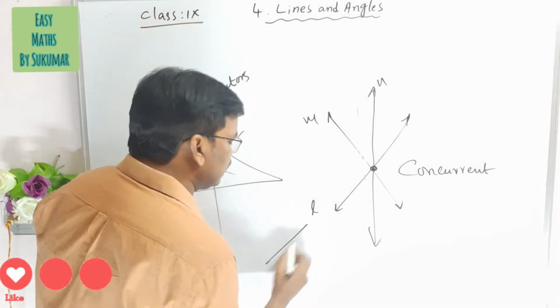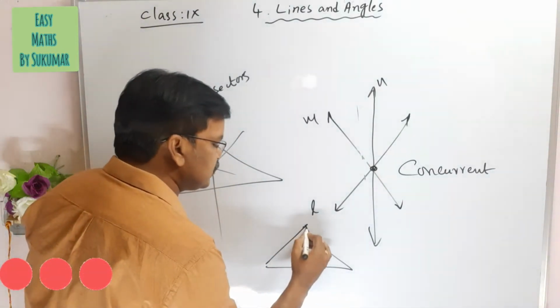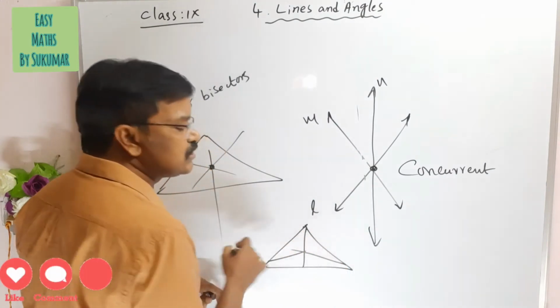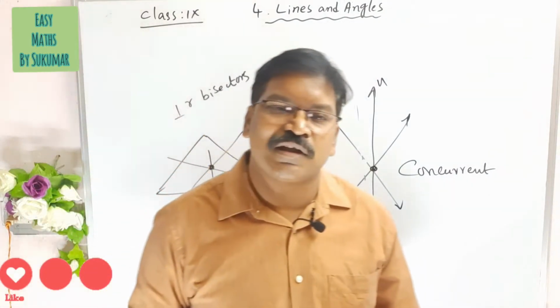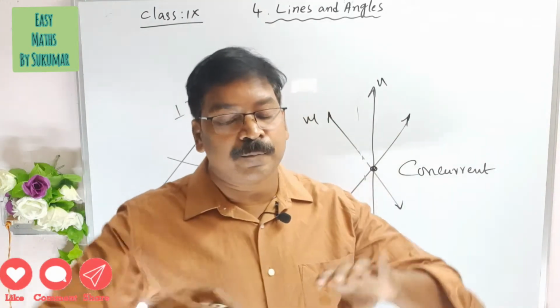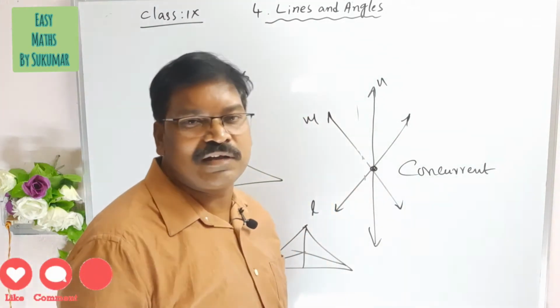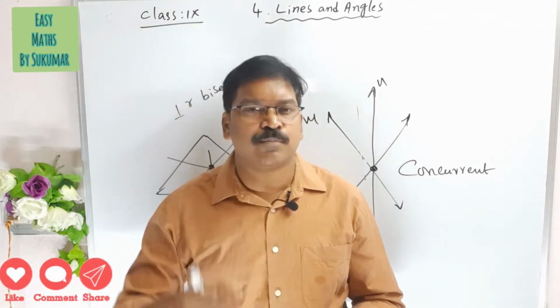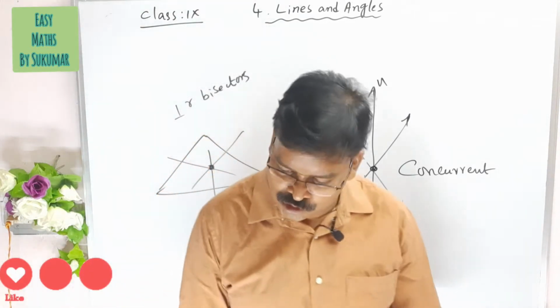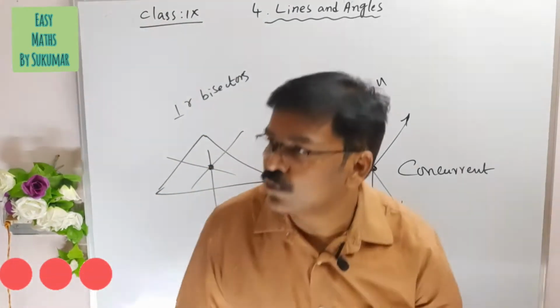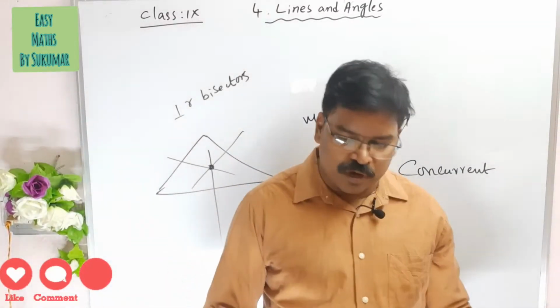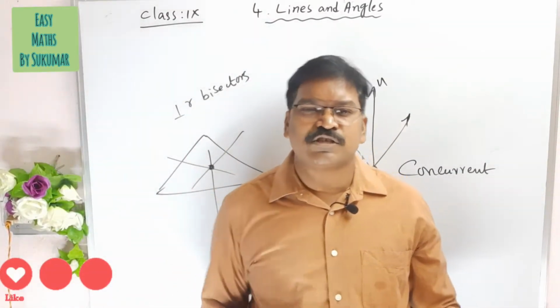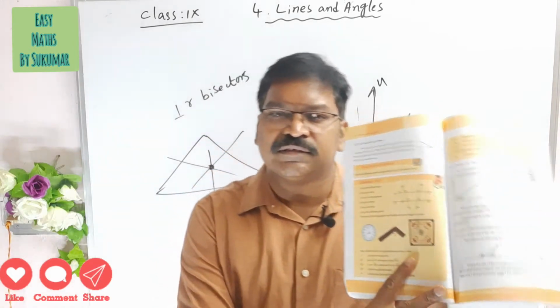Like that, if you draw the medians of the triangle, the medians are also concurrent lines. Similarly, the altitudes are also concurrent lines. Concurrent means three or more lines passing through the same point. Okay, my dear students. Now, coming to exercise 4.1, I will simply explain this exercise.